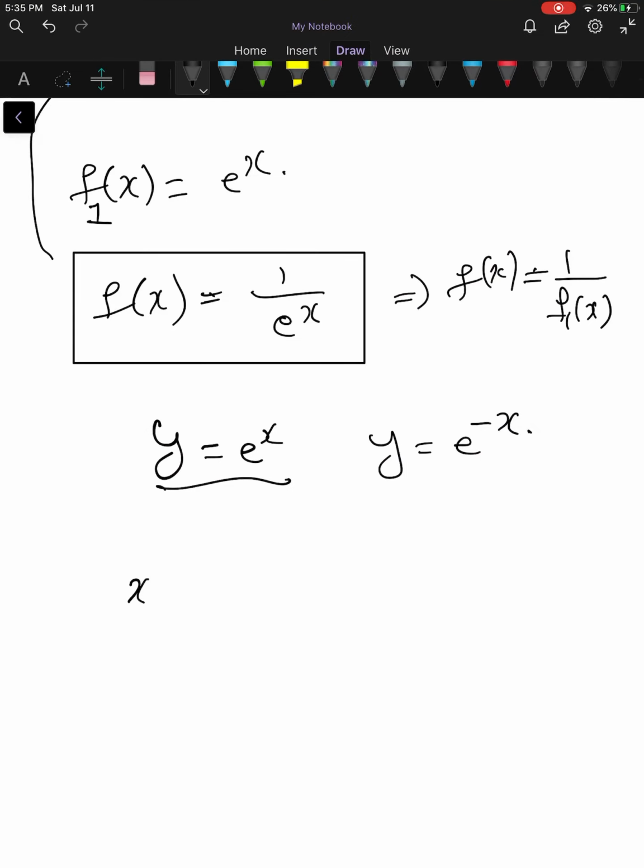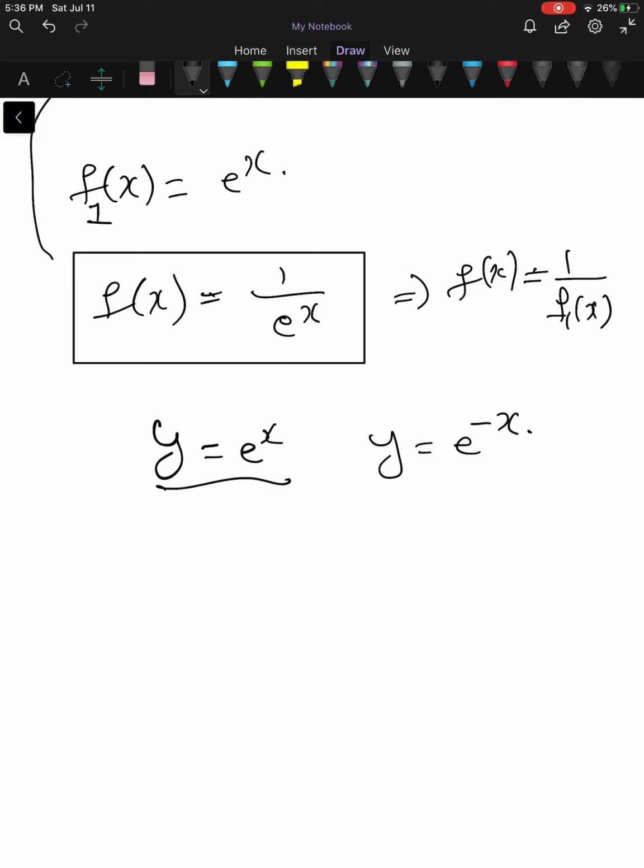Okay, so that covers graphing of exponential functions. Now coming to the real world problem. Here is an example which tells us how we can apply the exponential model to model the spread of a virus. This is highly relevant to the present times.